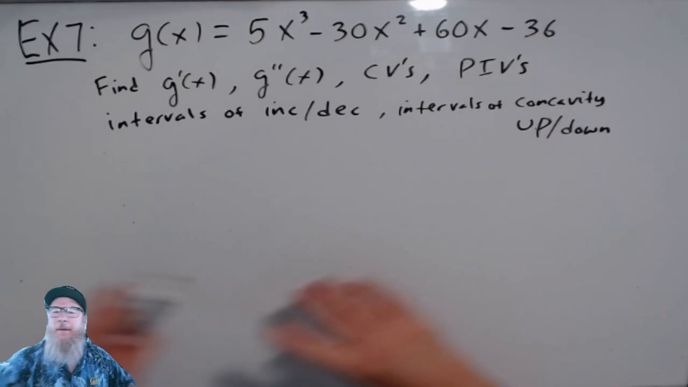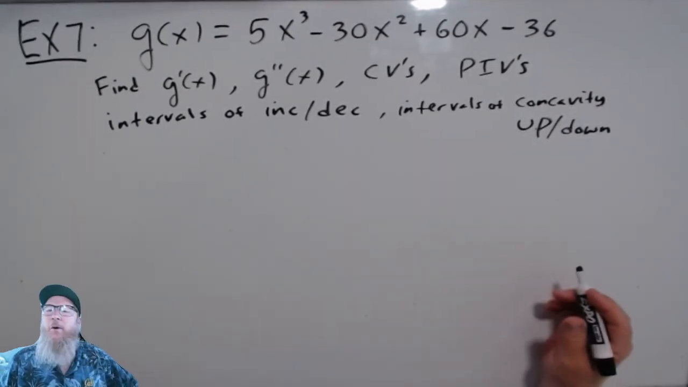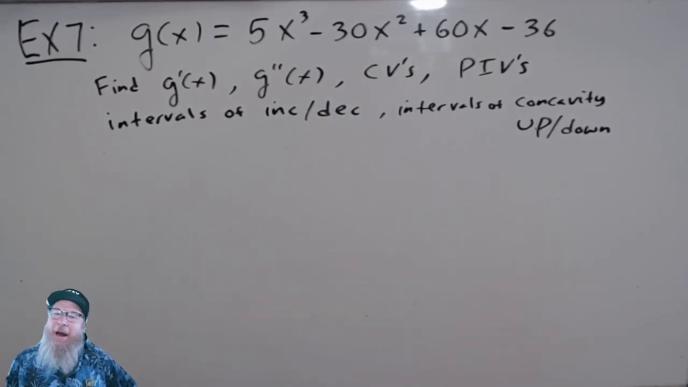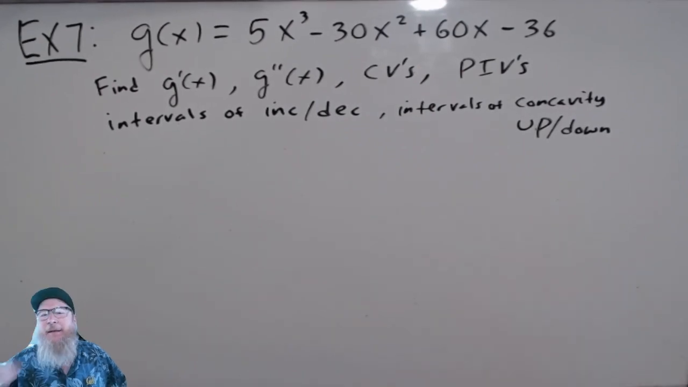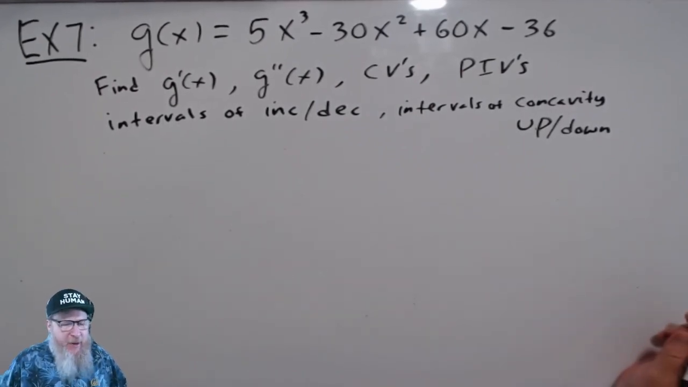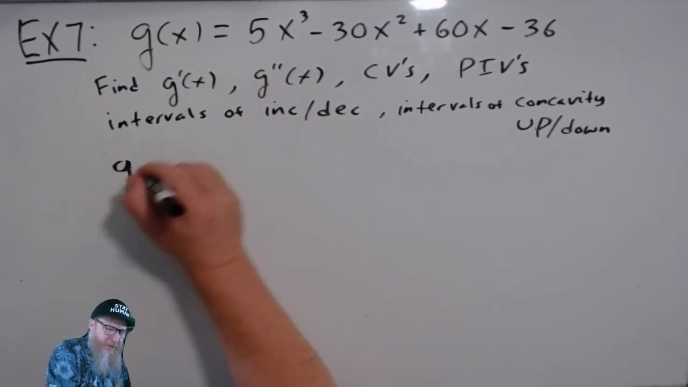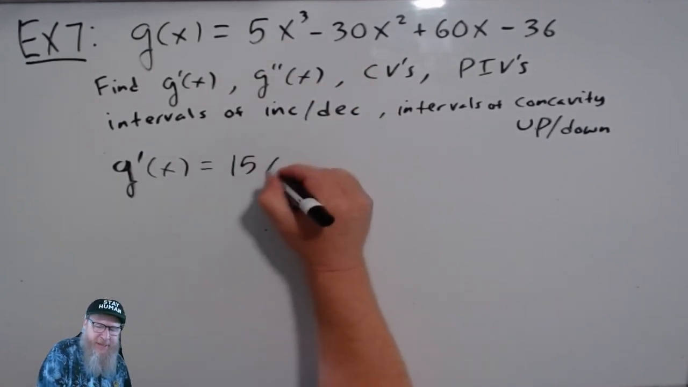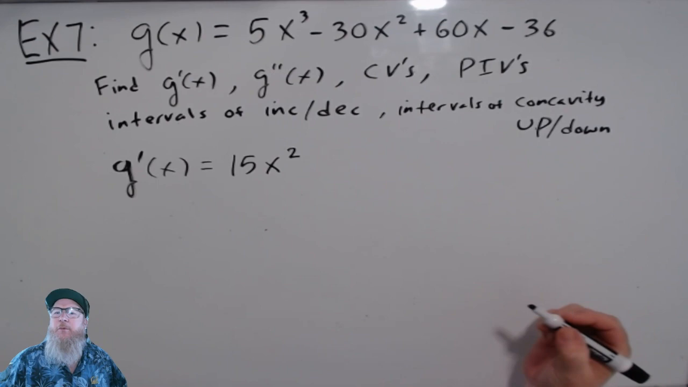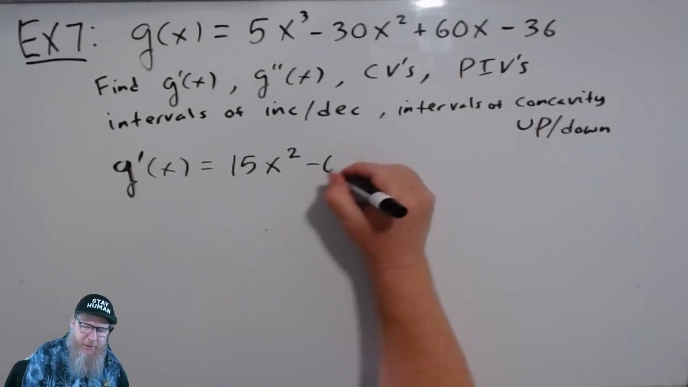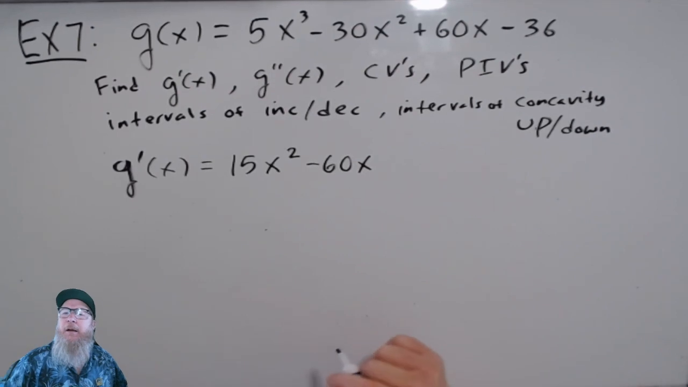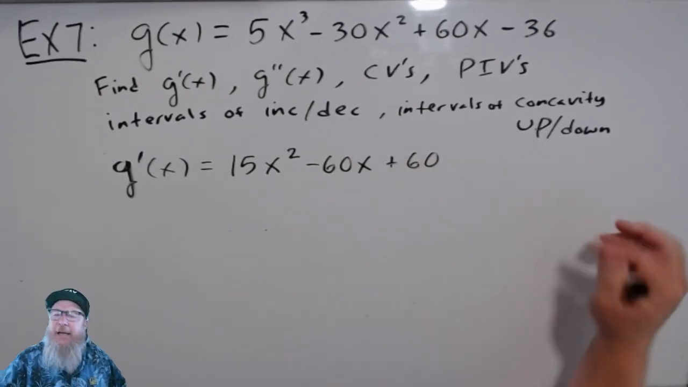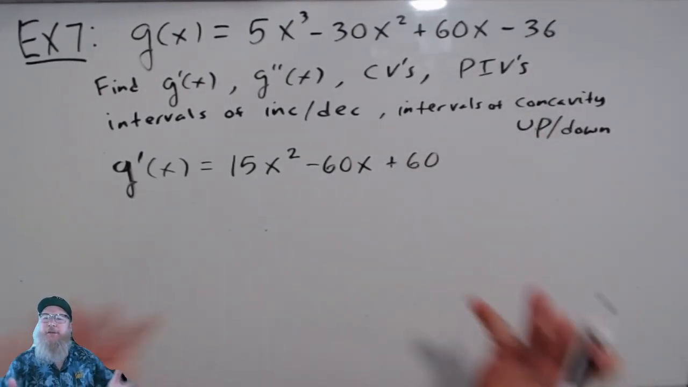All right, so this is sometimes what I call the whole shebang. Everything you need to know about a function, except the actual graph itself, which will come in the next video. So let's just get started with the first derivative. So g prime: multiply by 3, so 15x, subtract 1 from the power, 15x squared, multiply by 2, subtract 1 from the power. For a linear term, it's just the coefficient, so 60, and for a constant term, the derivative is just 0. So there you go.